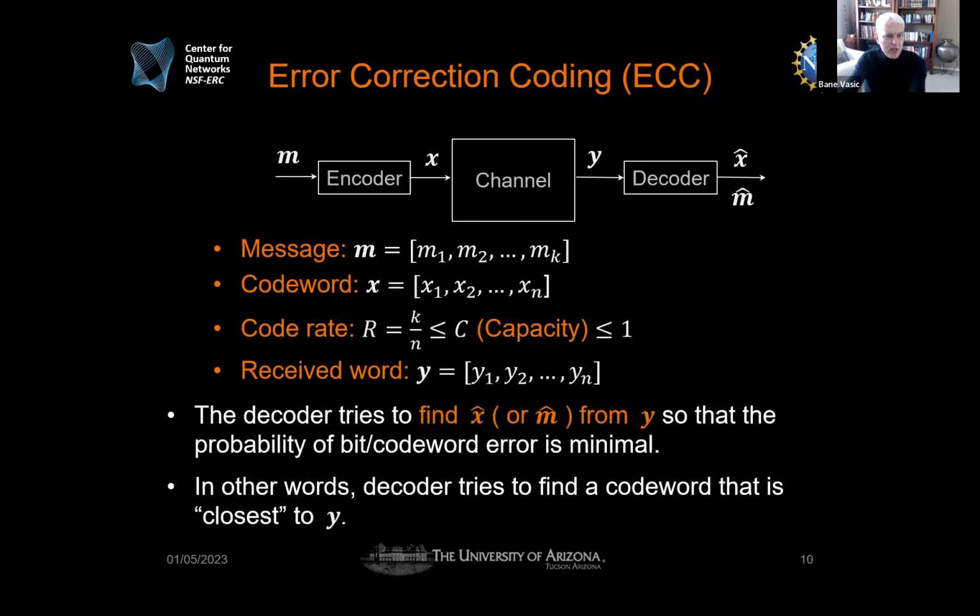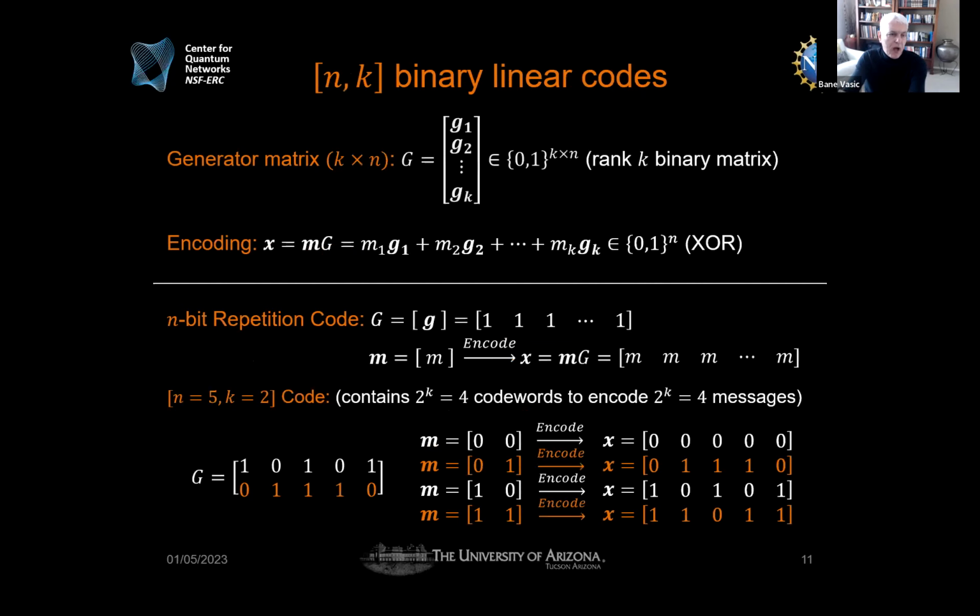In order to do this, the decoder has to find the code word that is in some sense closest to the received vector Y. Again, I want to remind you, this vector Y can be a binary vector of length n, or it can be a real vector, or even a complex vector of length n. So in the next couple of slides, we will give some ideas of how we do this.